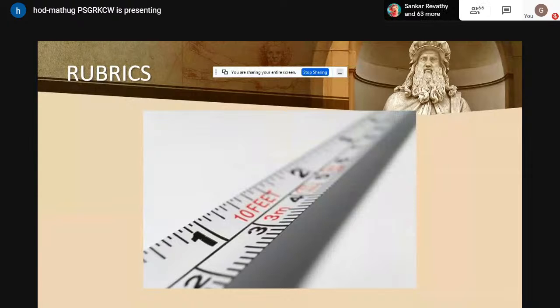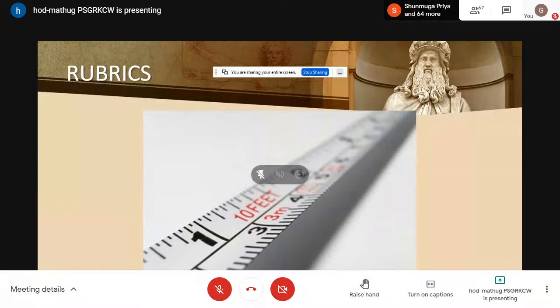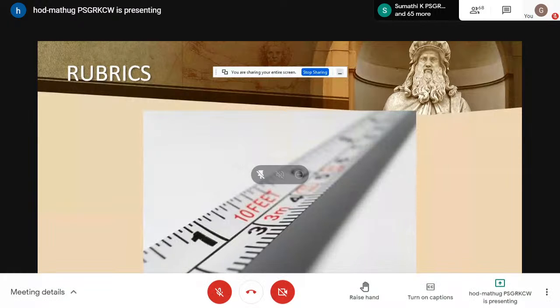So, when you think of assessment method, the first thing that comes to your mind is how will you assess the performance of the student. That is the rubric. There are two types of rubrics: holistic and analytic.